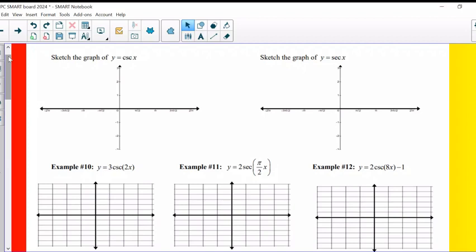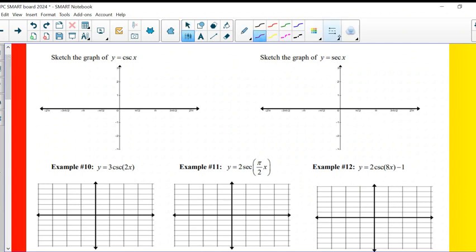Okay, so the goal of this video is to introduce the shape, behavior, parent function, so to speak, of the secant and the cosecant graphs. And for the secant and cosecant graphs, I'm going to use their reciprocal functions, sine and cosine, to help build their graphs, just using the relationship that the reciprocal of cosecant is sine and the reciprocal of secant is cosine.